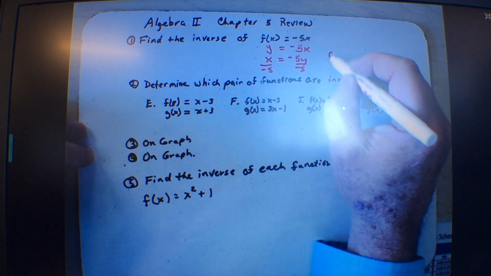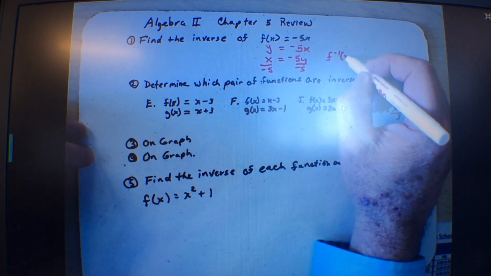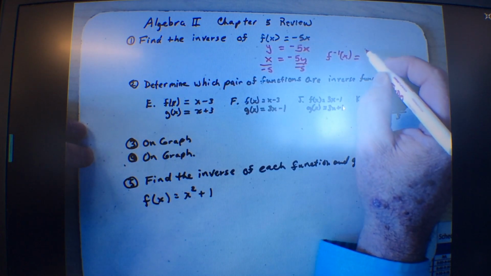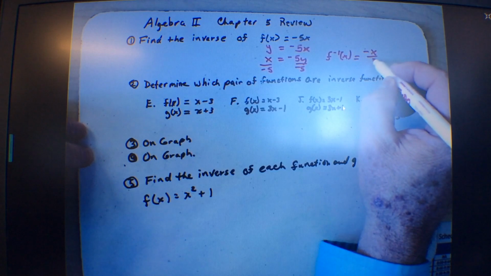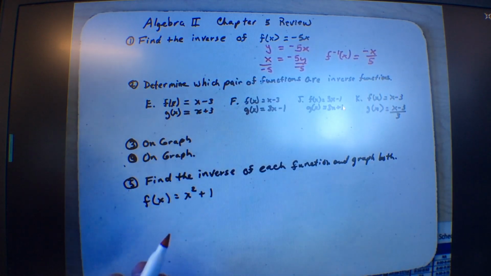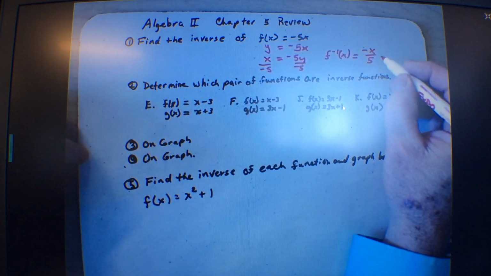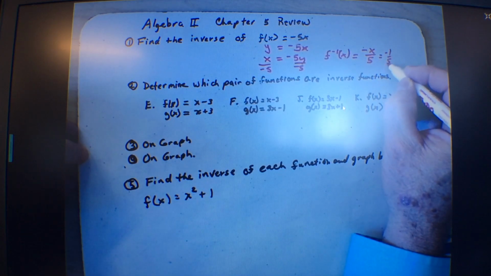So we rewrite it as f inverse. That's how that looks. You need to know how to write that. Equals... Can I move the negative to the top? All right. And that's the same as negative 1/5 x, right? That is correct. This and this are the same.